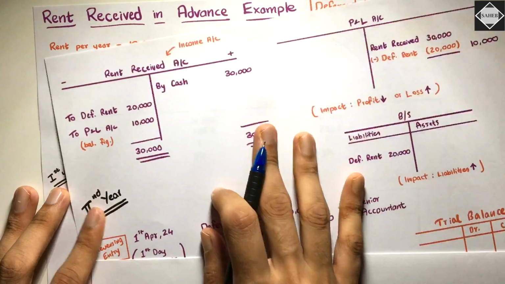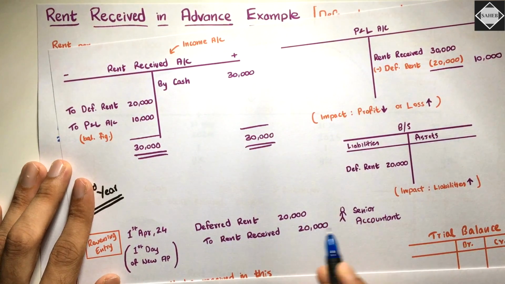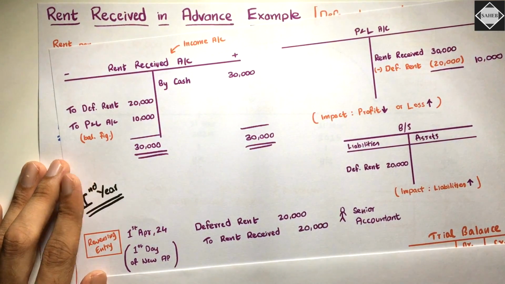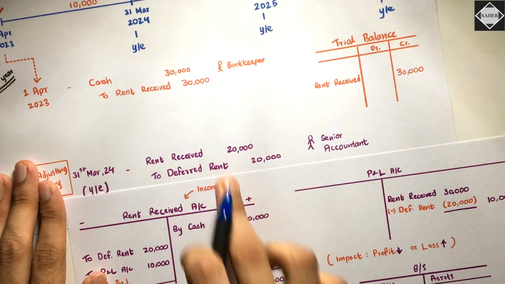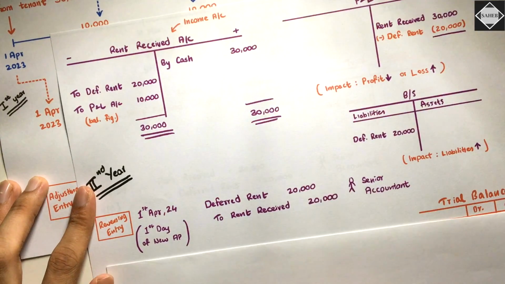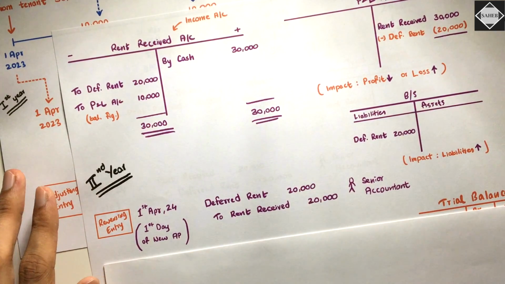1st April 2024, the first day of the new accounting period: deferred rent to rent received 20,000, 20,000. This will be passed by the senior accountant. See, earlier it was rent received to deferred rent 20,000. Here you are doing deferred rent to rent received 20,000, 20,000. Is that clear? What's the logic of this entry?